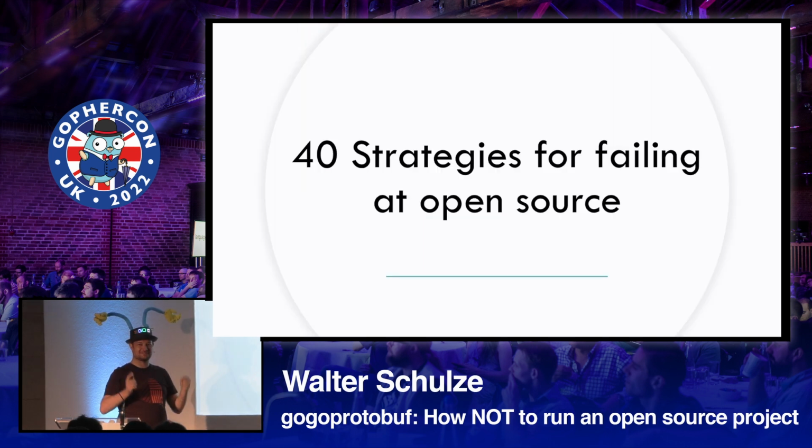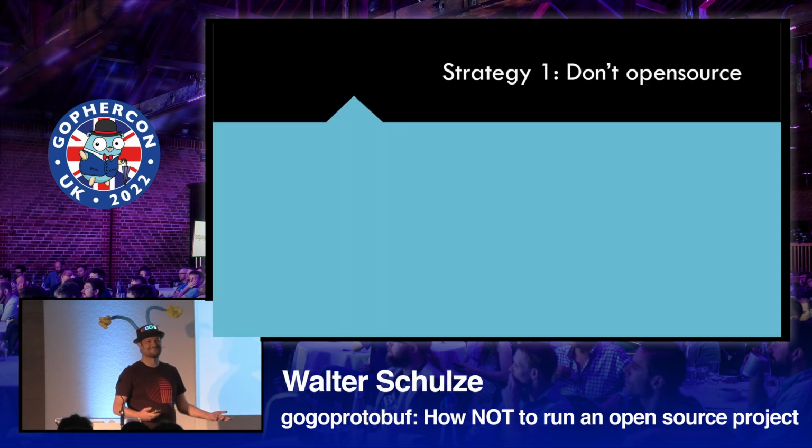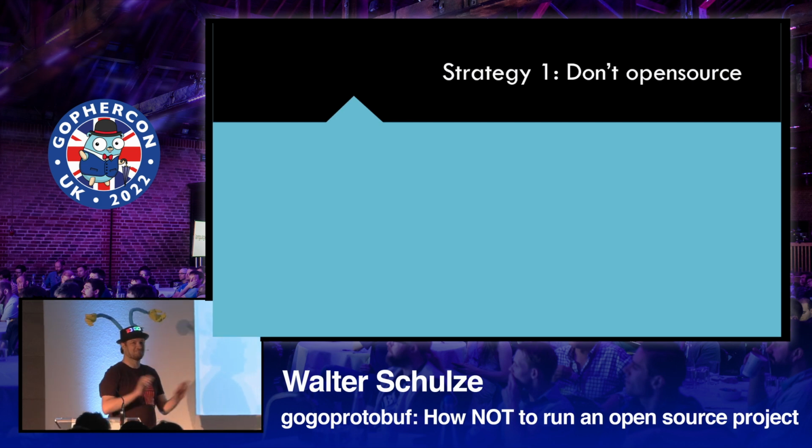Okay, so as promised, let's start with 40 strategies to fail at open source. First strategy is really easy. Don't open source. Big time saver.